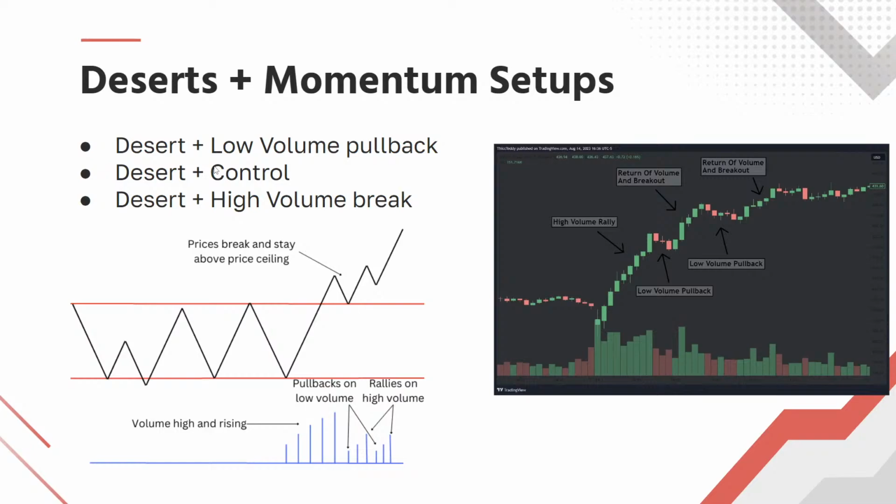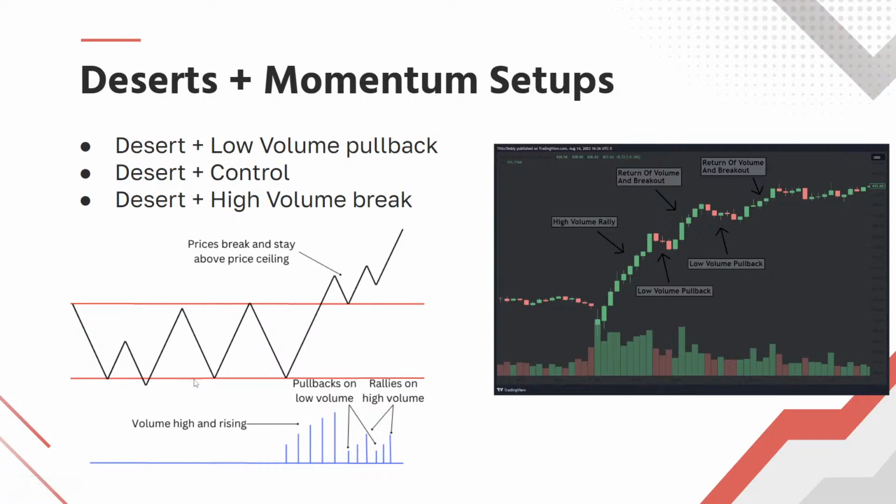Desert plus control. We talked earlier about the volume surges. So if we're in a desert and we see volume surges like that, it's a great setup as well. Desert plus a high volume break. This little line here at the bottom is our example for the high volume break. You can see the volume is rising on the breakout.